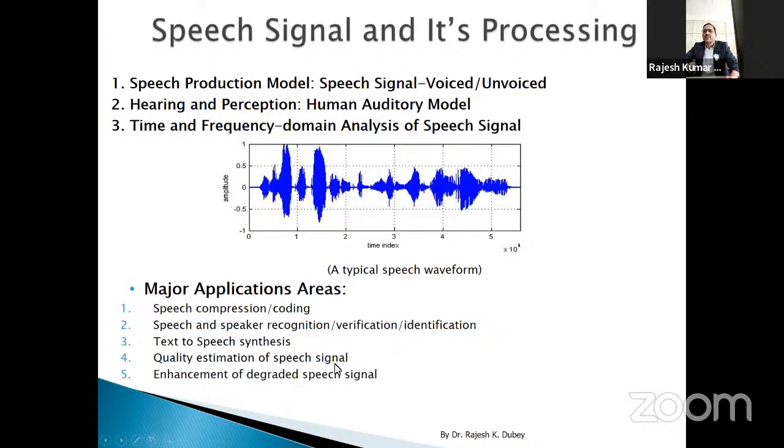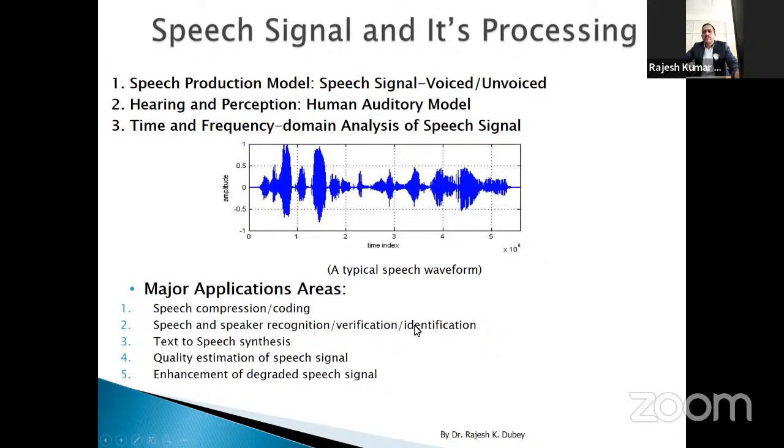Quality estimation of a speech signal. Once a speech signal is transmitted, at the receiving end some degradation is possible. That's why quality estimation is required, whether it is below the threshold or some improvement or enhancement is required, so that the listener or customer will be satisfied with the received signal. That's why estimation of quality and enhancement of a degraded speech signal, if quality is below the threshold. So these are the major application areas of speech signal.